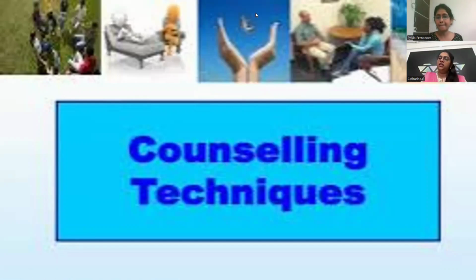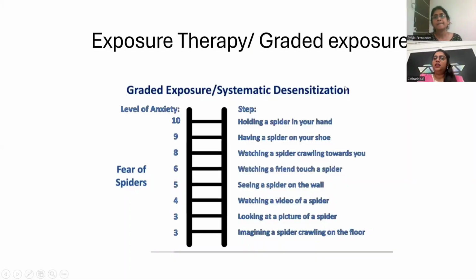There are many counseling techniques that are used for this CBM, cognitive behavioral modification, and one such is called exposure therapy. It is also called graded exposure, and in another sense, it is called systematic desensitization. It is called systematic desensitization because when a client comes inside the room, he or she will be very sensitive towards the problem. Here, what we are going to do is systematically desensitize them. On a ladder of 3 to 10, the level of anxiety is being controlled by the CBM method.